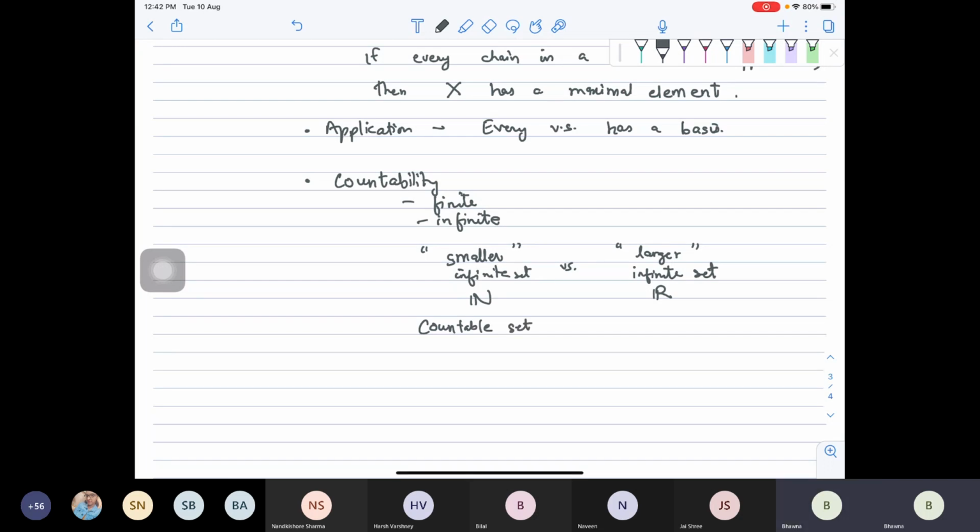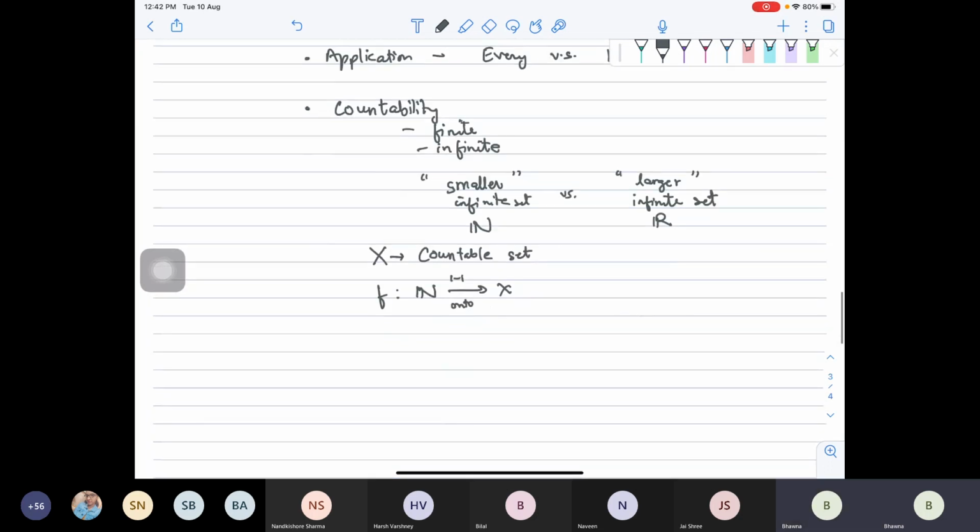We say X is a countable set if we can define a function from N to X, a bijective function, that means one-one and onto. So this is actually saying that I can arrange X as x1, x2, and so on, where x1 is f(1), x2 is f(2), and so on.